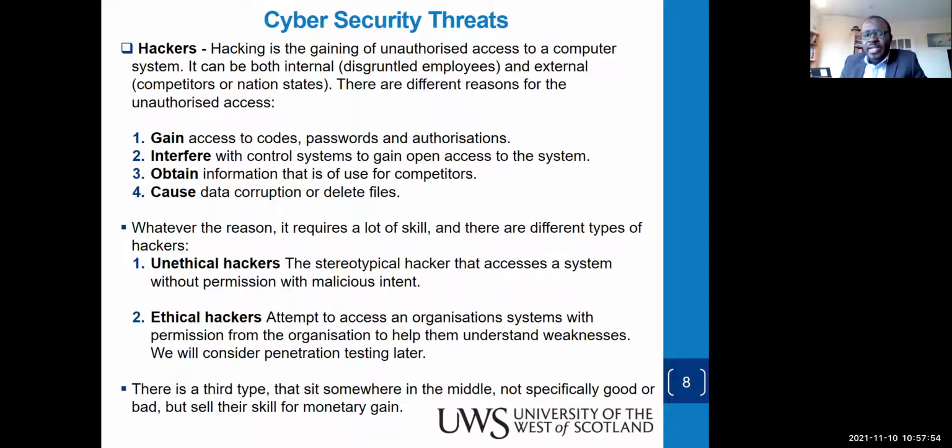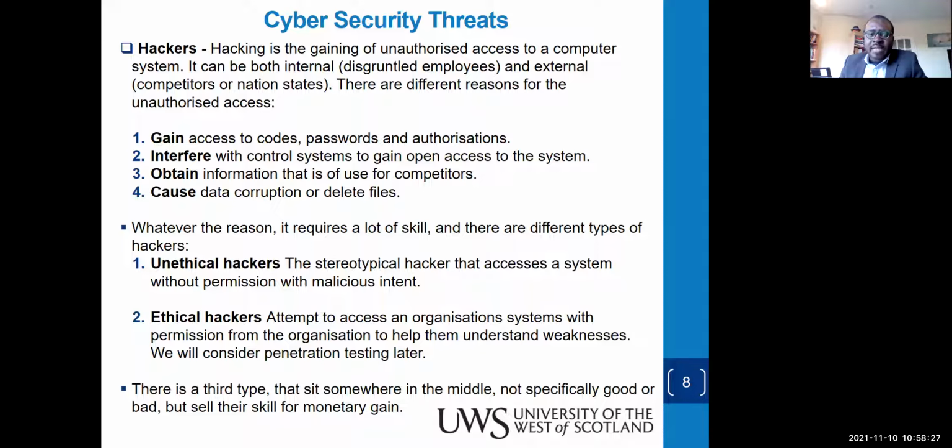Some want to interfere with the systems to gain access, open access to the system because they are not getting it. So what they have to do is to bypass the controls and hack into the system. Others want to use this information for competitors, for competition, to gain a competitive edge. And some people will just hack into your system, corrupt your data, delete your data. That's all. They don't need it for anything. They just delete it and go away. Now, whatever the reason, hackers are very skillful, very clever guys who write codes, who develop programming languages.